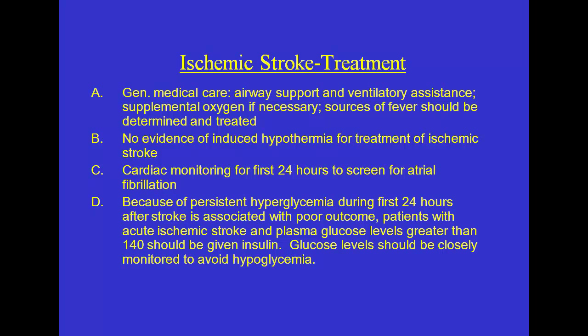Cardiac monitoring for the first 24 hours is done mainly to monitor for atrial fibrillation. Hyperglycemia is a bad thing in the first 24 hours, so any patient with blood glucose greater than 140 should be given insulin. Gosh, I don't know, do we ever really do that? Glucose should be closely monitored to avoid hypoglycemia, and that would be a bad thing too.